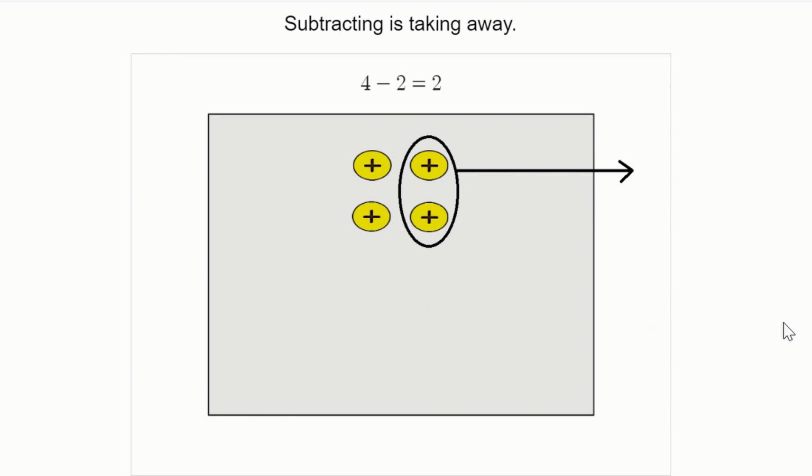So in conclusion, we can think of subtraction as taking away. The number in front is telling us how many chips we're starting with, and whatever's after the minus sign is what we're taking away. We can either drag yellow chips off the mat, or we can take away red chips off the mat.